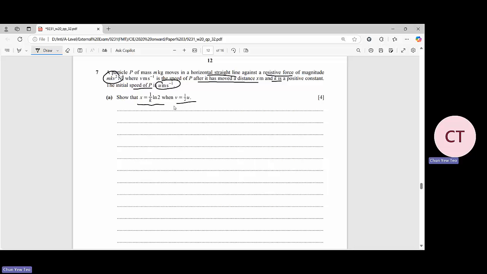So what you need to do is resolve the forces horizontally. Since you only have a resistive force, you have negative F equals ma. So your frictional force, or the resistive force, is mkv squared. You cancel the m, then you get a equals negative kv squared. So we are looking for x. So our a will be v dv/dx.